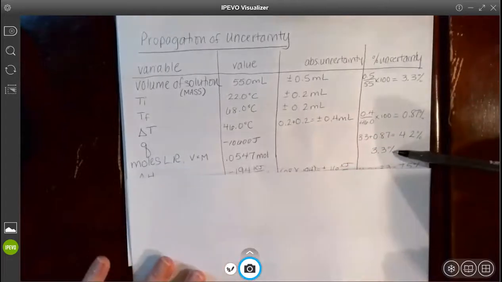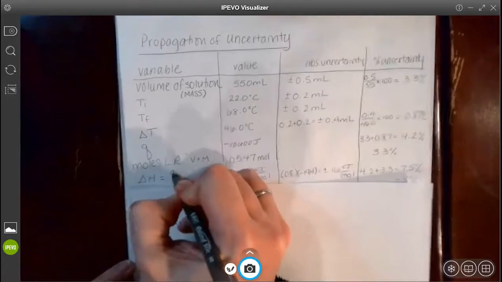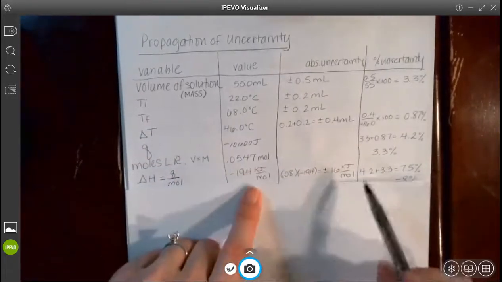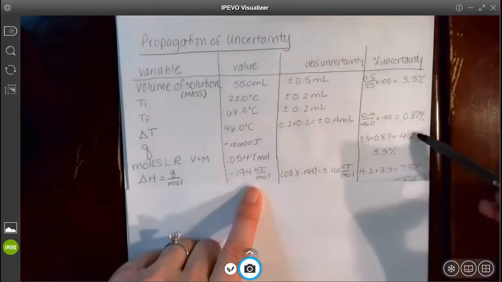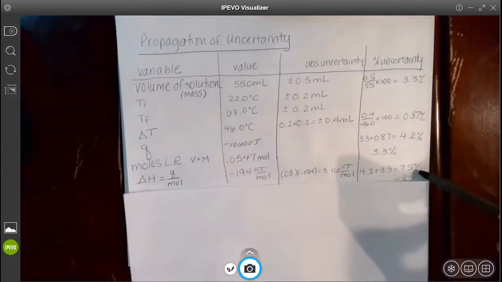Final step, I calculated enthalpy. Remember that enthalpy is equal to Q over moles. So I'm dividing those two quantities, which means I have to add their percent uncertainties, 4.2 and 3.3. All right, that gets me to 7.5.